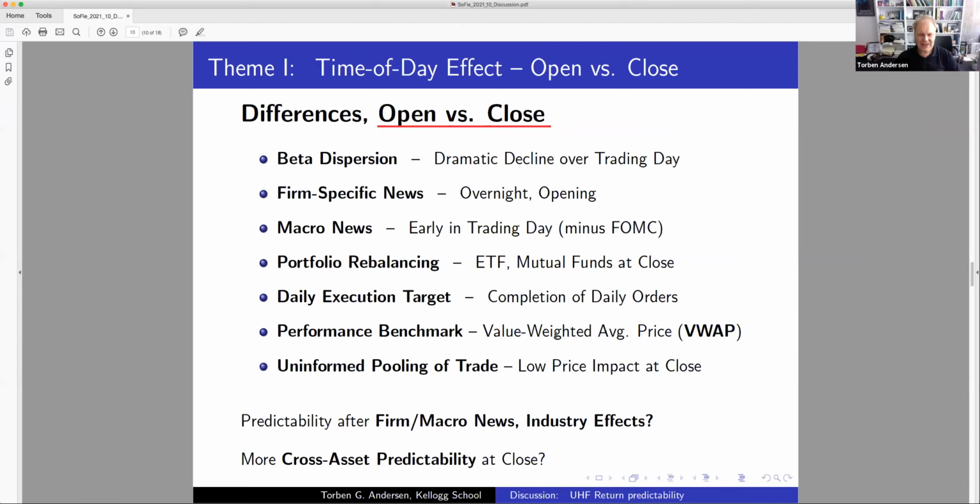And so you can think of there being an uninformed pooling of trading at the end of the day, where the lower price impact makes it easier to trade big volumes. So things are very different in the morning and the evening, and it's nice to relate that to the predictability, I think. Okay, so that was theme one.